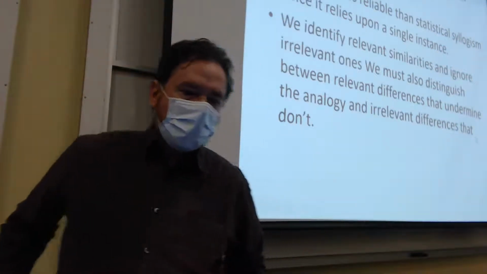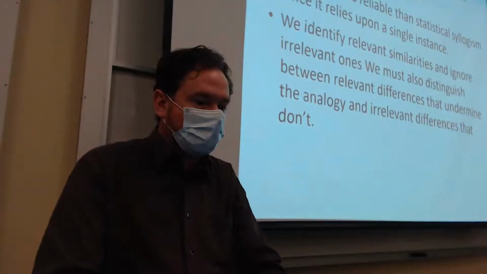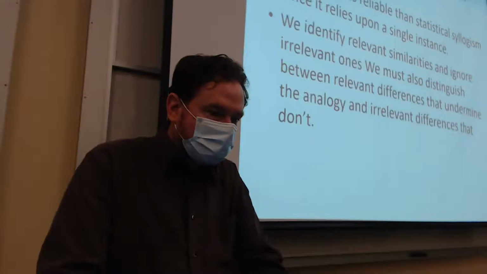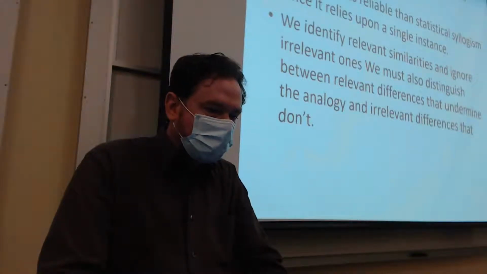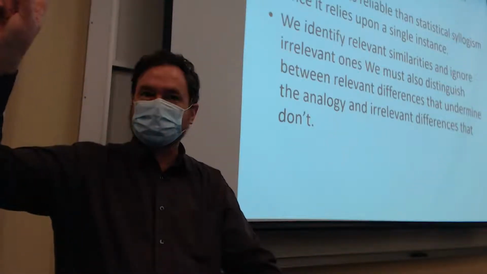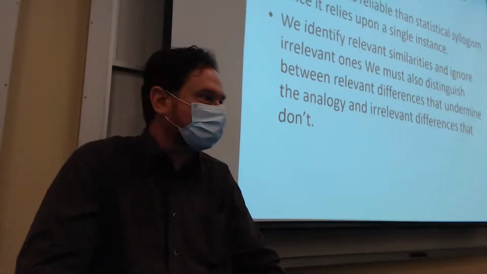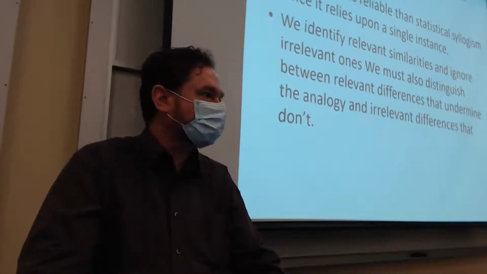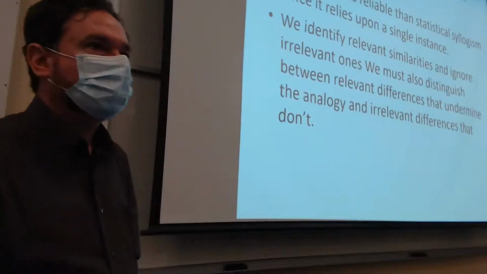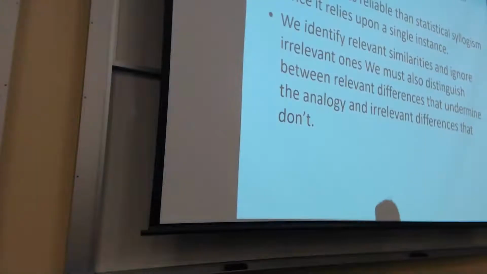All right, now there are some difficulties, some problems with analogical syllogism. And here's the big one. Analogical syllogism is basically a statistical syllogism with a sample size of 1. That's basically what this is. So if I gave this to you as a statistical syllogism, you would immediately mark too small of a sample size. So by definition, analogical arguments are not ideal to work from. But sometimes it's the best we can do. Sometimes that's what we have to work with.